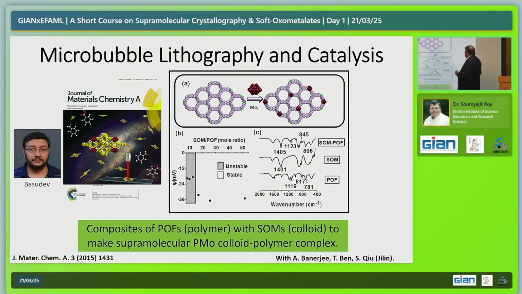So then we were able to see that when we are loading these POMs on the POFs, or porous organic frameworks, there is a domain where you have unstable dispersions, right? Unstable dispersions are like this. So I'll tell you a little bit about the dispersion so that you know it.